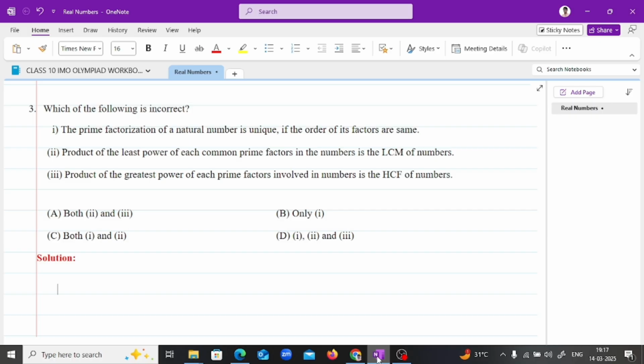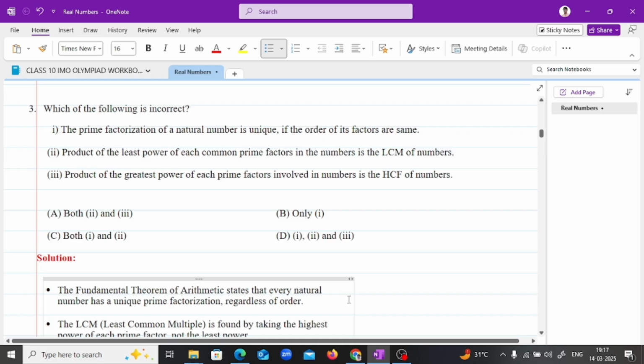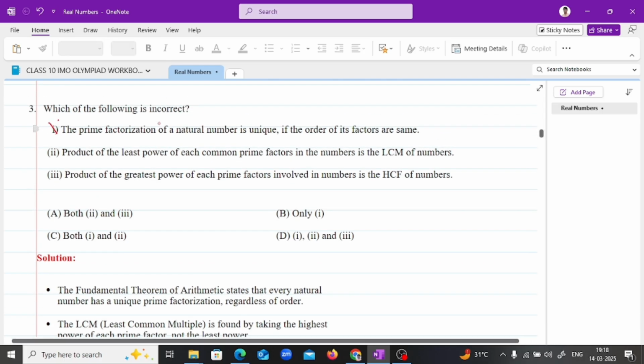Okay, so for solving this problem, I will use the 3 definitions. Okay, so I will write it down here. The first definition is nothing but the fundamental theorem of arithmetic, and the fundamental theorem of arithmetic states that every natural number has a unique prime factorization regardless of order. The statement given in the question incorrectly claims uniqueness depends on the order, and hence statement 1 is incorrect. Okay, so I will mark it as incorrect.